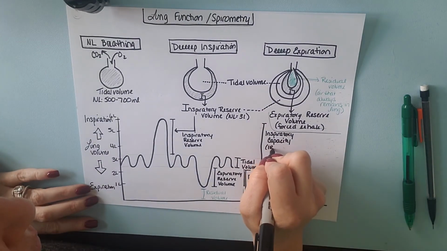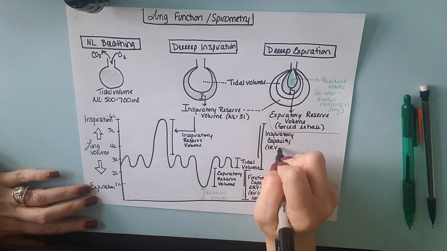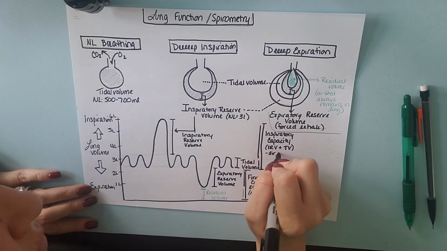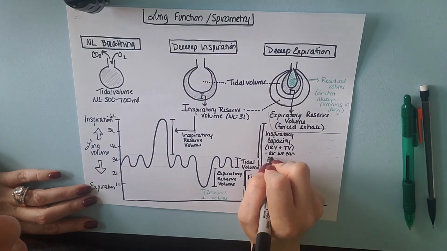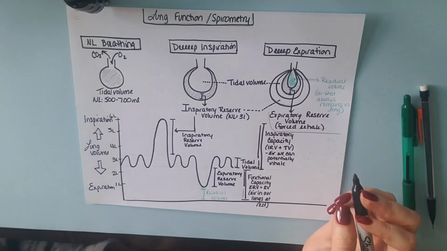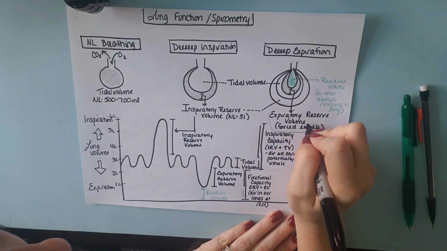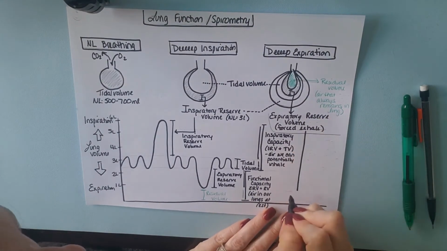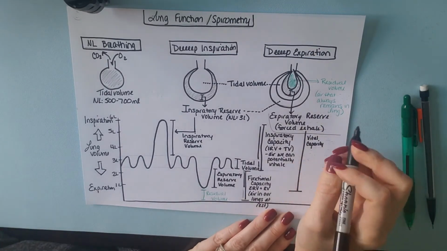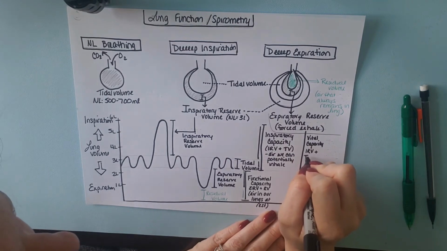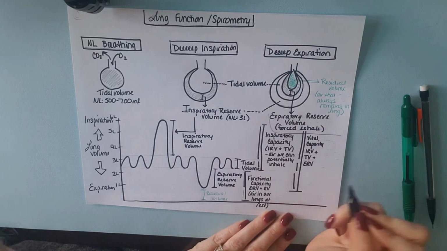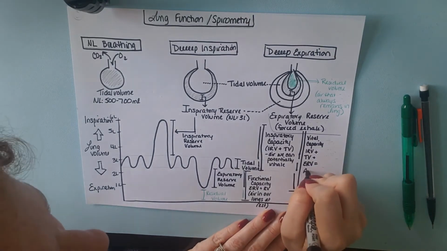Which is the inspiratory reserve plus the tidal volume. And that basically means it's the air that we can potentially breathe in. So that would be your inspiratory reserve volume plus what you normally breathe. Now, for vital capacity, that is the inspiratory reserve volume plus the tidal volume plus the expiratory reserve volume. Okay, that is all the air that we use in the lungs.